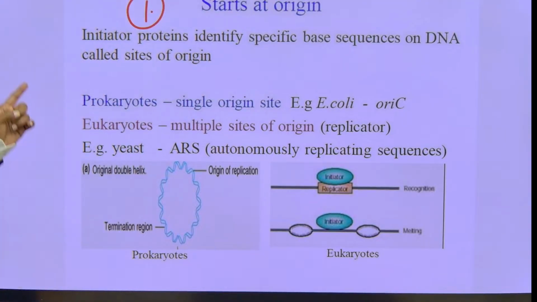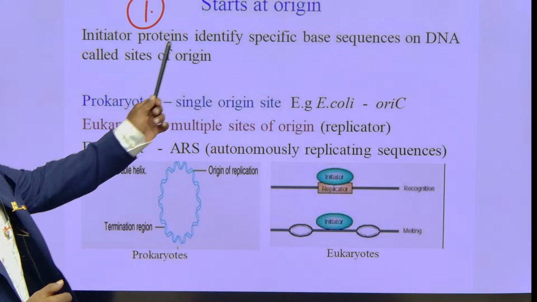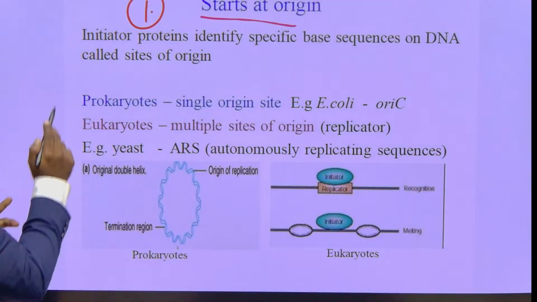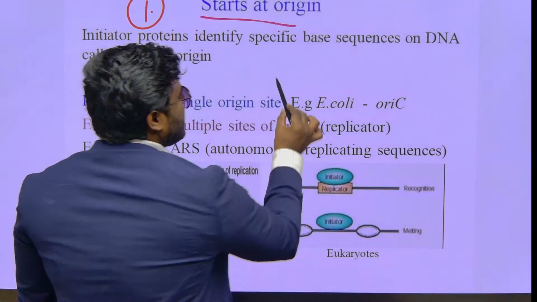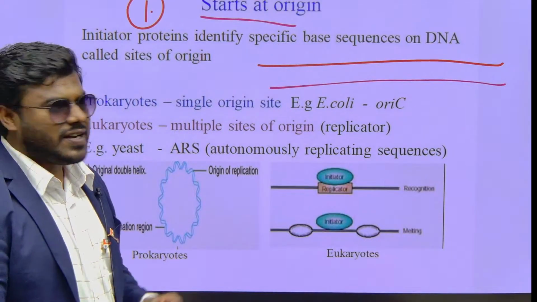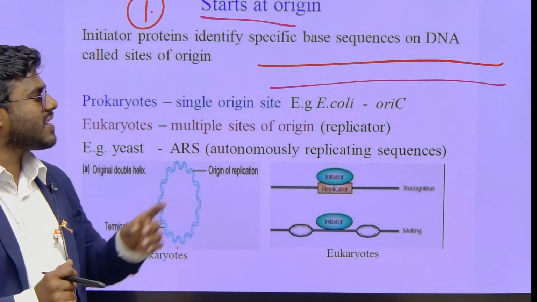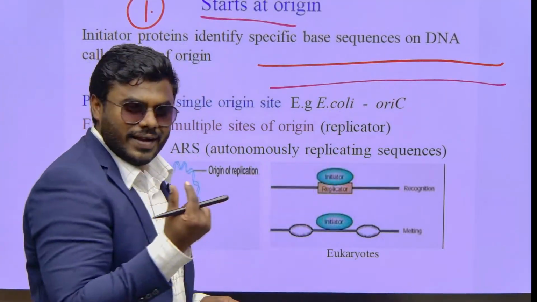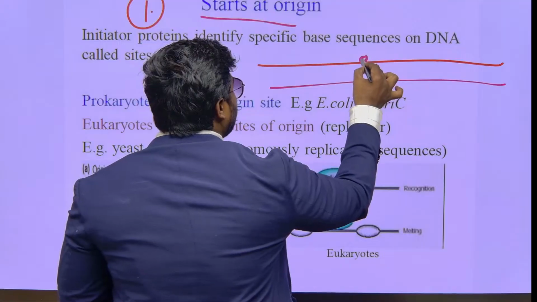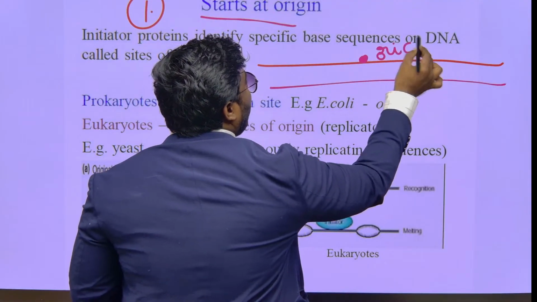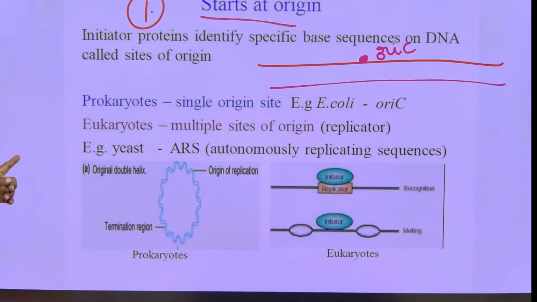What is the number one rule? Semi-conservative model. And the second, very, very important rule is, it should start at origin. Now, this is a very big DNA. The process of DNA replication never ever starts randomly. It always starts at a point. The point at which DNA replication starts, we call it ORC, origin of replication.